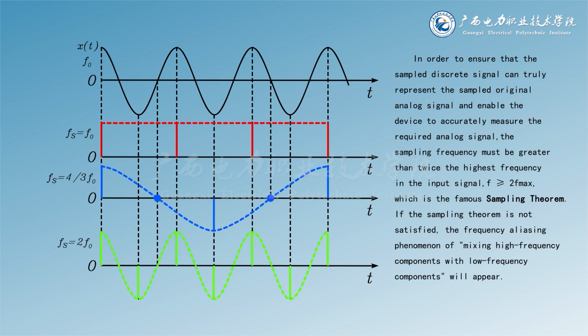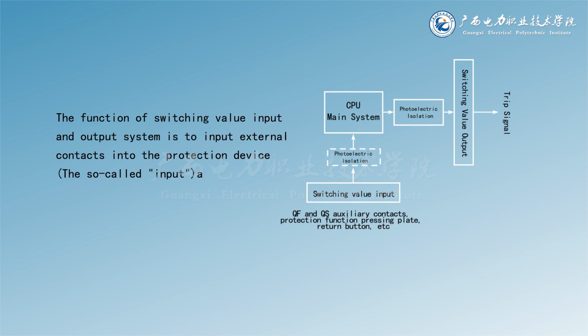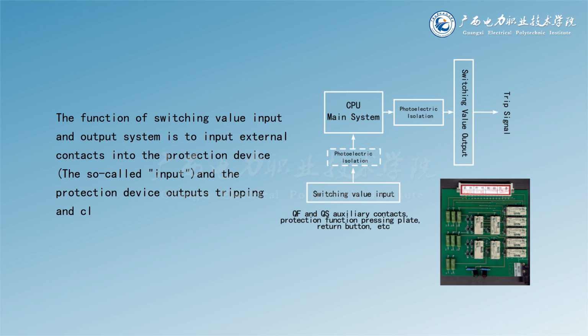The function of the switching value input and output system is to input external contacts into the protection device, and the protection device outputs tripping and closing commands and signals.